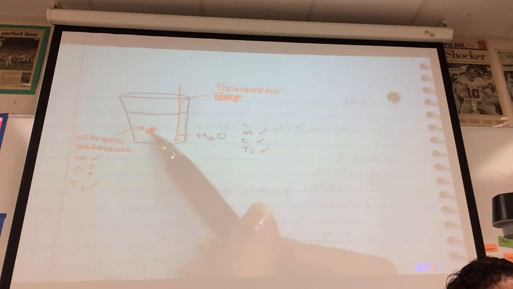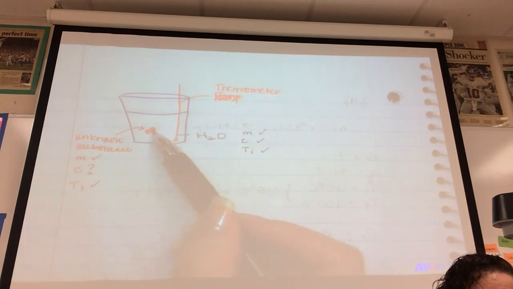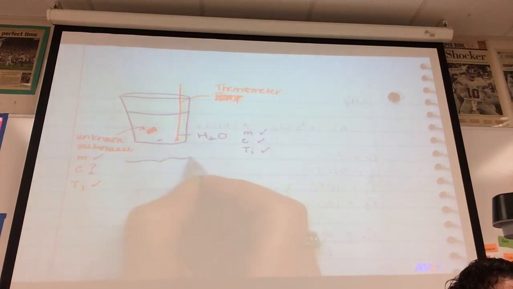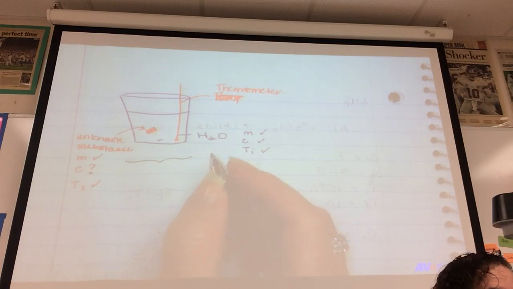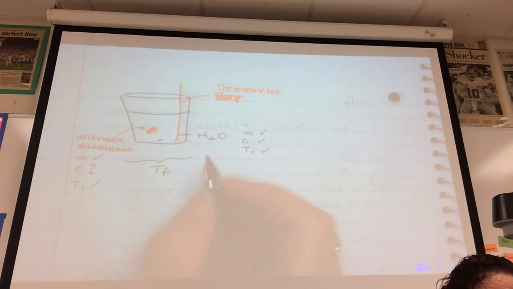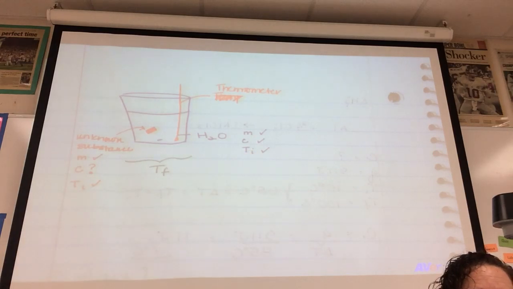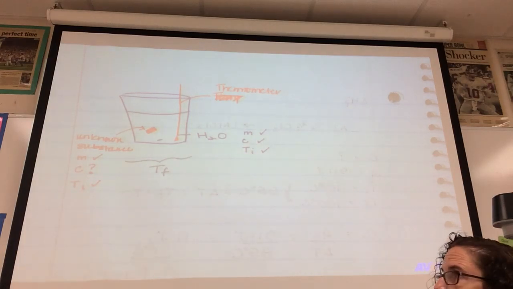What's going to happen when you drop a hot substance into cool water? The water is going to absorb the heat lost by the unknown substance. And ultimately, the temperature will stop changing. This will be the final temperature for both. If you have the final temperature for both and the initial temperature for each one, can you get the change in temperature? Sure, you just subtract.